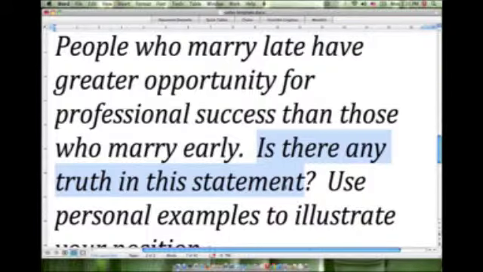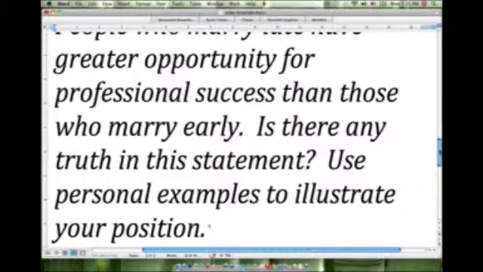So we know from the question that to respond to this task effectively, we're going to have to write an argument essay. We are being asked to choose a position, and to do that effectively, we need to use an argument essay style. Now the final part of the task description is use personal examples to illustrate your position. In this case, we're going to have to think about some experiences that we've had, or perhaps that another person that we know has had, that support our position when writing this essay.